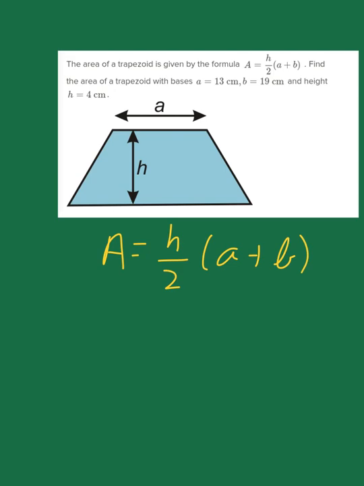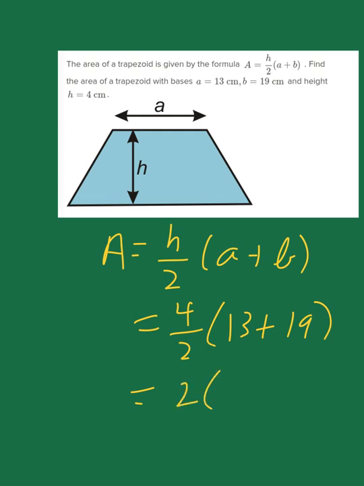So here we go. They tell me in the problem that h is equal to 4. And they tell me that a is equal to 13 and b is equal to 19. See, 4 divided by 2 is 2. 13 plus 19 is 32. 2 times 32 is 64. So the area of this trapezoid is 64 centimeters squared.